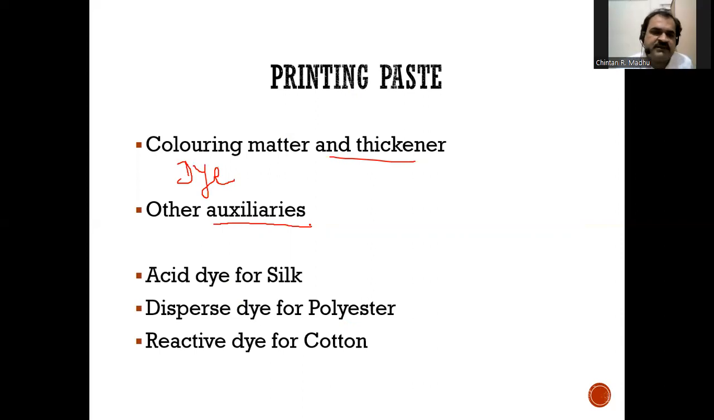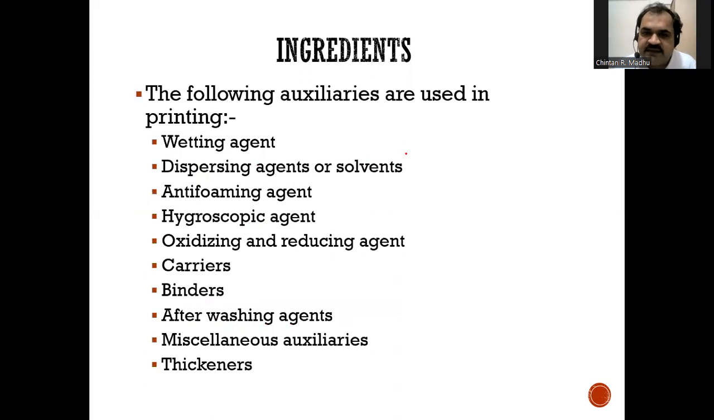So all these functions will be performed by various auxiliaries, and these auxiliaries are required in your printing paste as per your dye. Like the acid dye for silk, a disperse dye for polyester, and reactive dye for cotton. Which type of chemicals are required for which type of dye, you can understand by completing this session. So these are the ingredients which are commonly added in printing paste according to your dye.